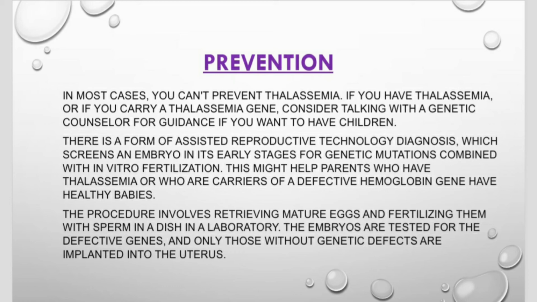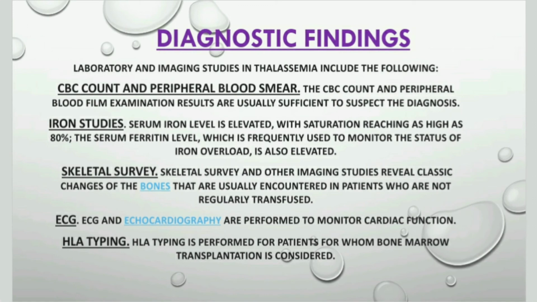So, this reproductive technology procedure involves retrieving mature eggs and fertilizing them with sperm in a dish in the laboratory. Then the embryos are tested for the defective genes, and only those without genetic defects are implanted into the uterus. After this, we have diagnostic findings.